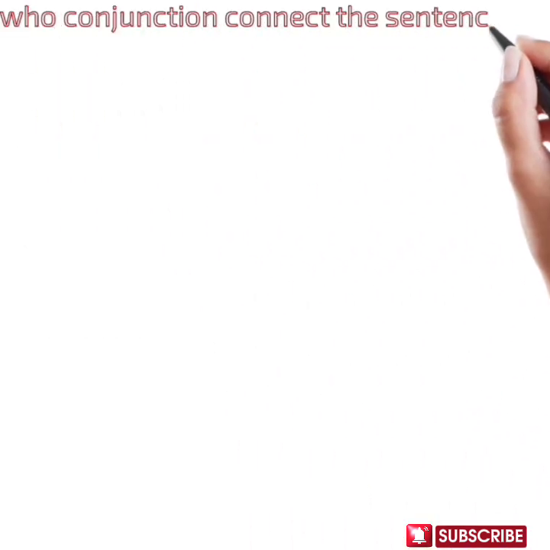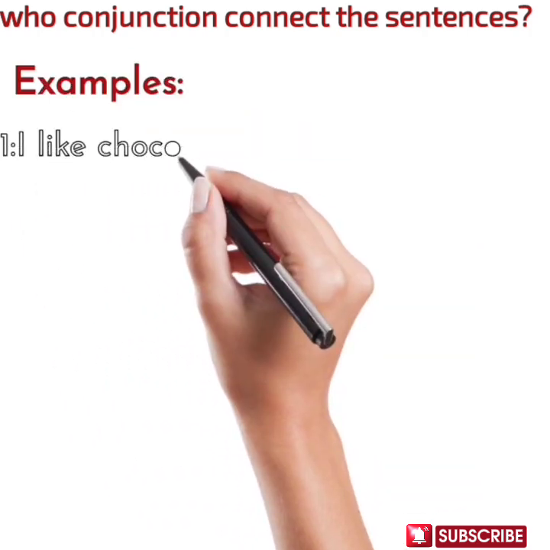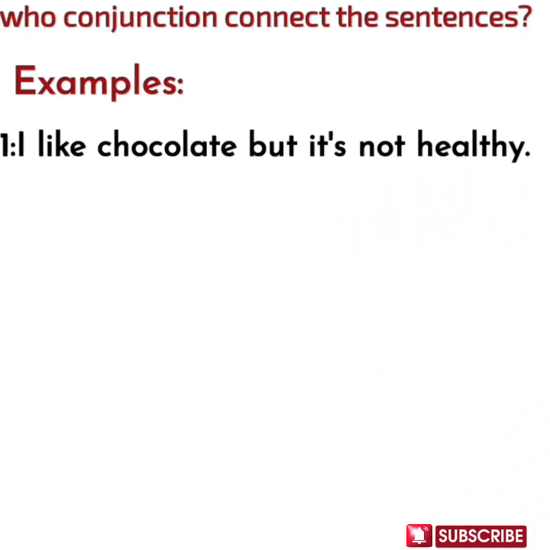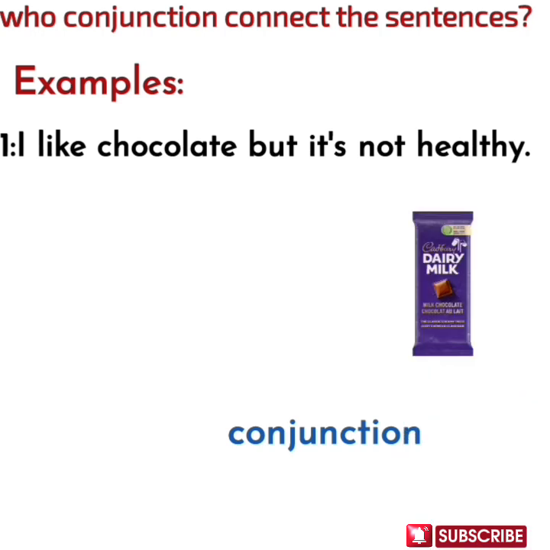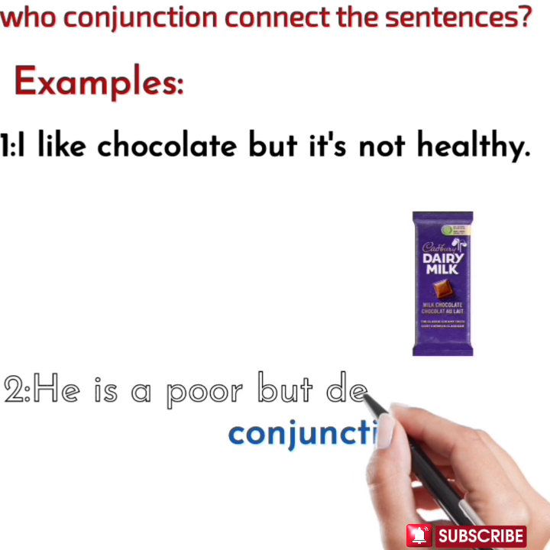Now we are going to talk about how conjunctions connect sentences. Examples. First, I like the chocolates, but it's not healthy. In this example, I like the chocolate is our first sentence. It's not healthy is our second sentence. So here, but is our conjunction because it's connecting, linking the two sentences. So it's a conjunction of sentences.